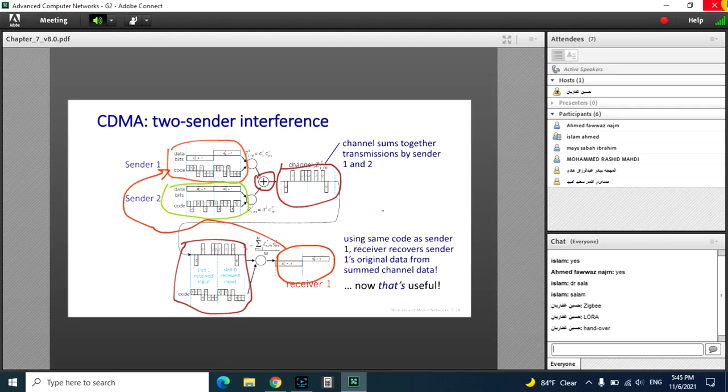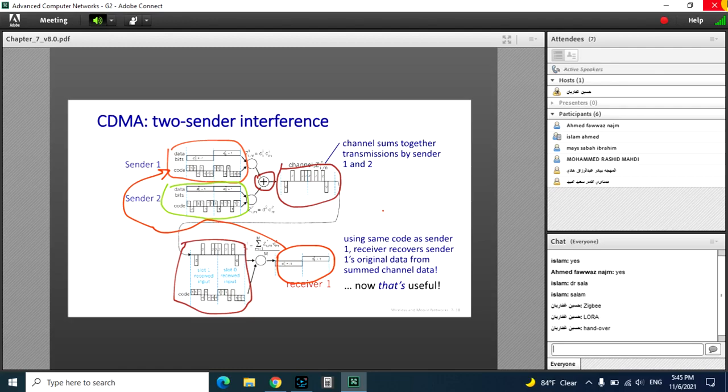I recover the primary data at the receiver. Two senders, sender 1 and 2, send information simultaneously on a similar frequency at the same time over a similar channel with different codes, different unique codes. And at the receiver, I extract the result. I recreate the result at the receiver side. Wow, that's interesting. How can I do this?